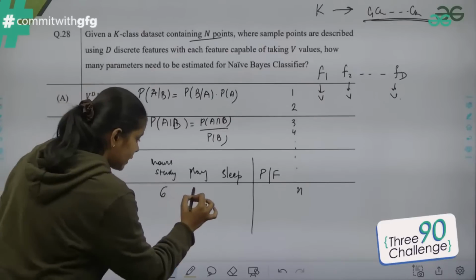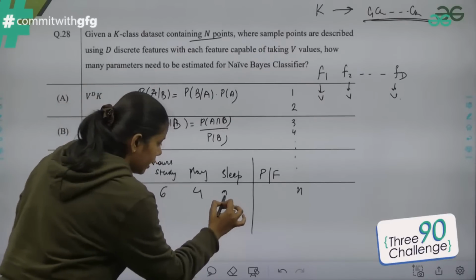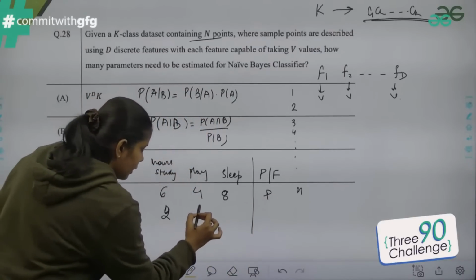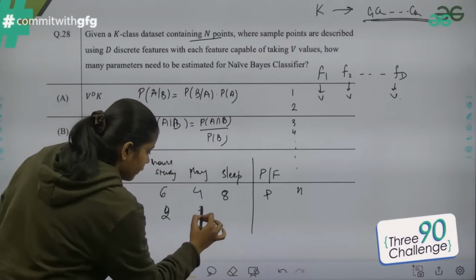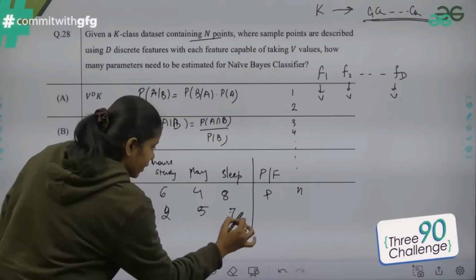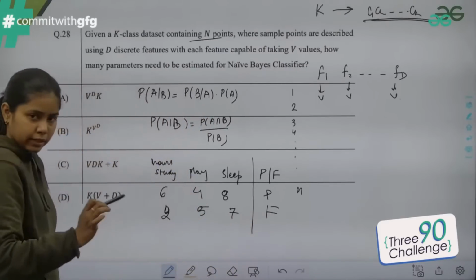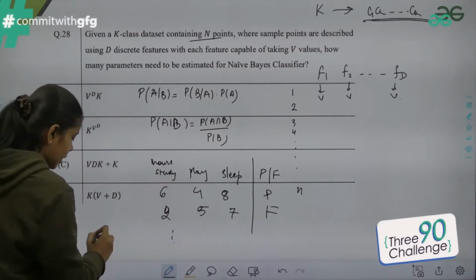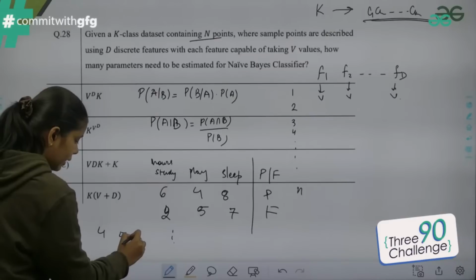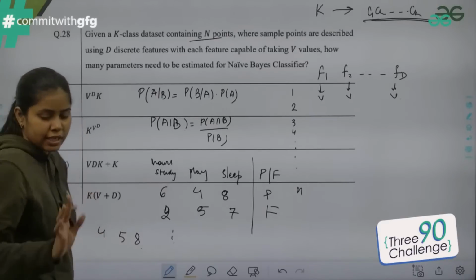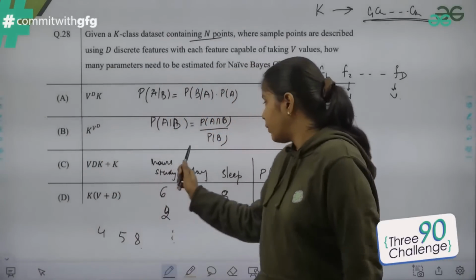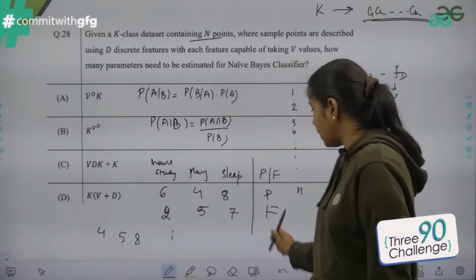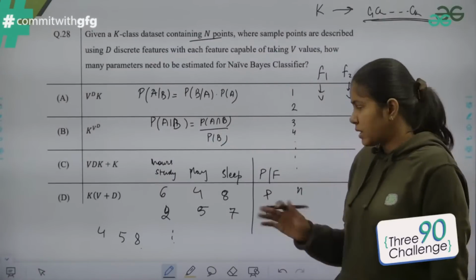So if a student studies 6 hours, plays 4 hours, sleeps 8 hours, then they pass. If they study 2 hours, play 5 hours and sleep 7 hours, then the student fails. So I have this result. Suppose I have one new instance, 4, 5, and 8. I want to know whether the student passes or fails. That means if the student studies 4 hours, plays 5 hours, sleeps 8 hours, would he or she fail or pass? I want to know that.